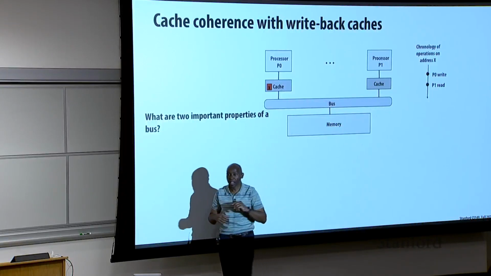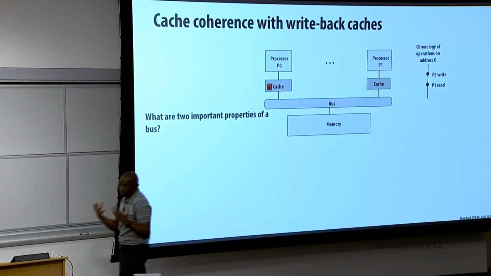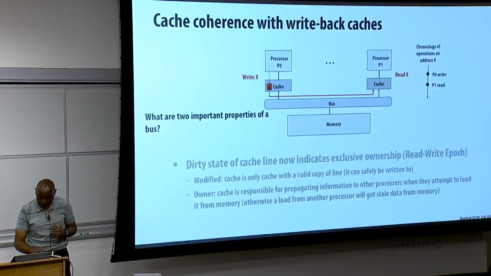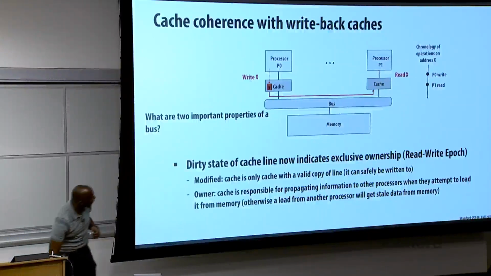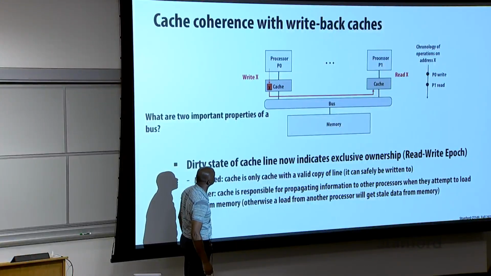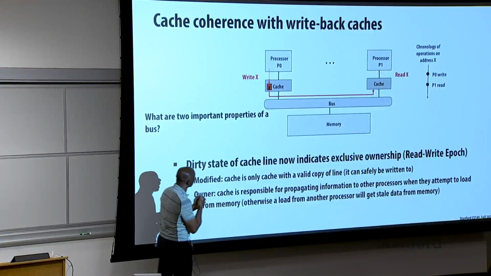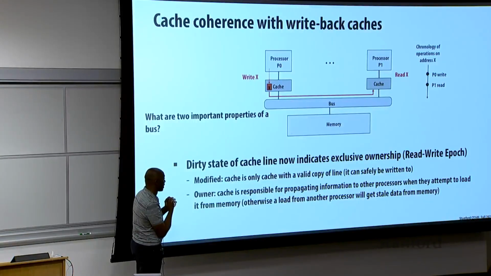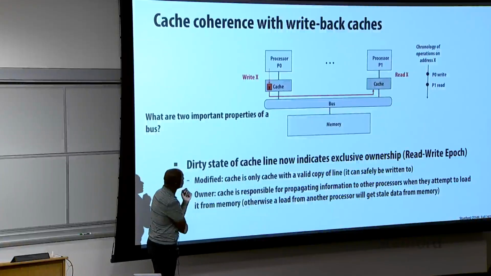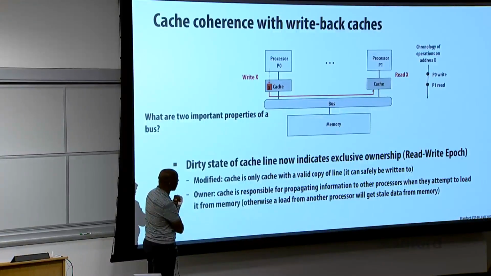So the question is, there are two questions. One is, when, as a processor, do I have the permission to actually perform a write? All right? And the way that we want to indicate that a processor can perform a write is by having a modified or dirty state, right?